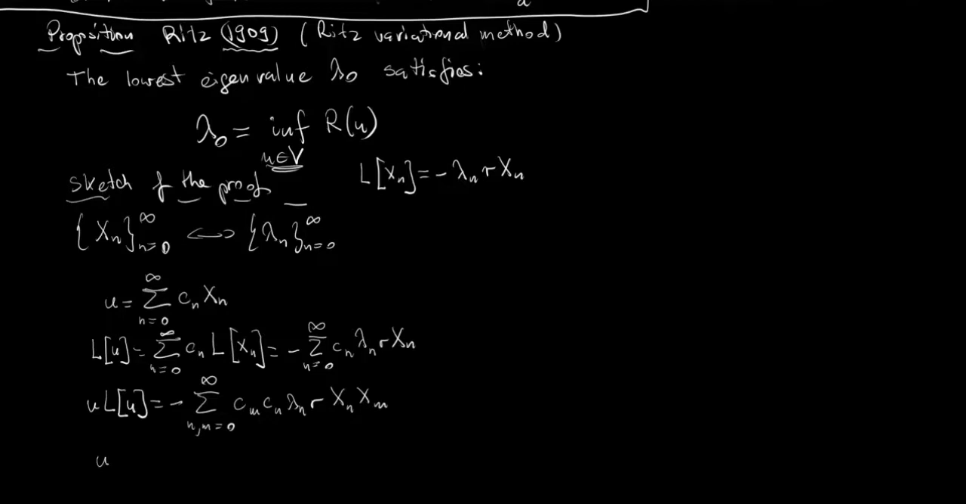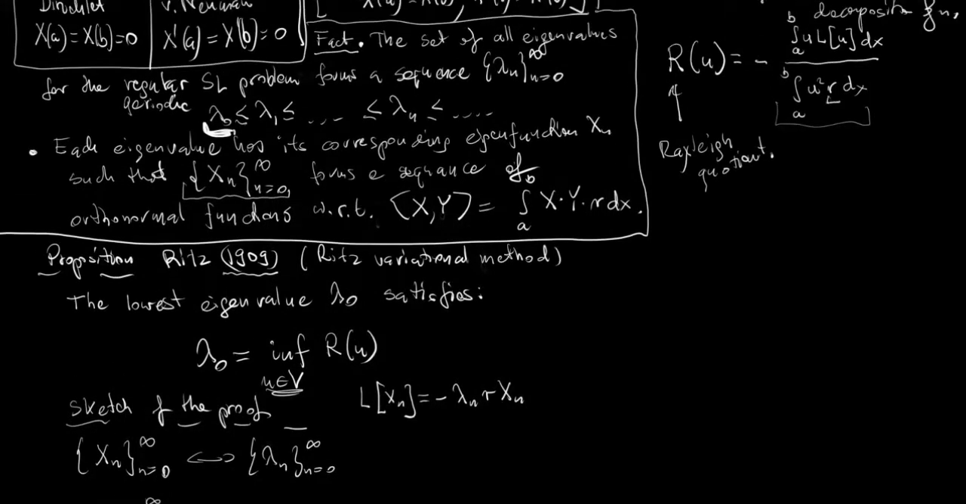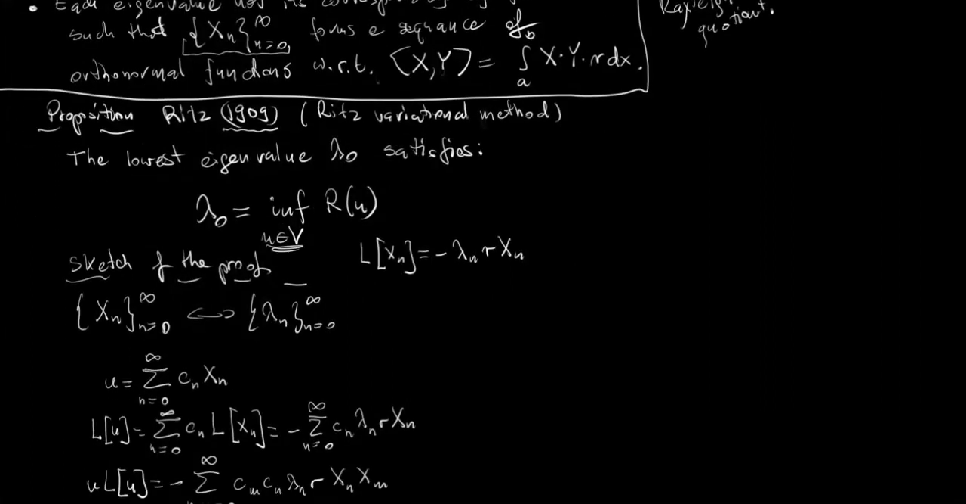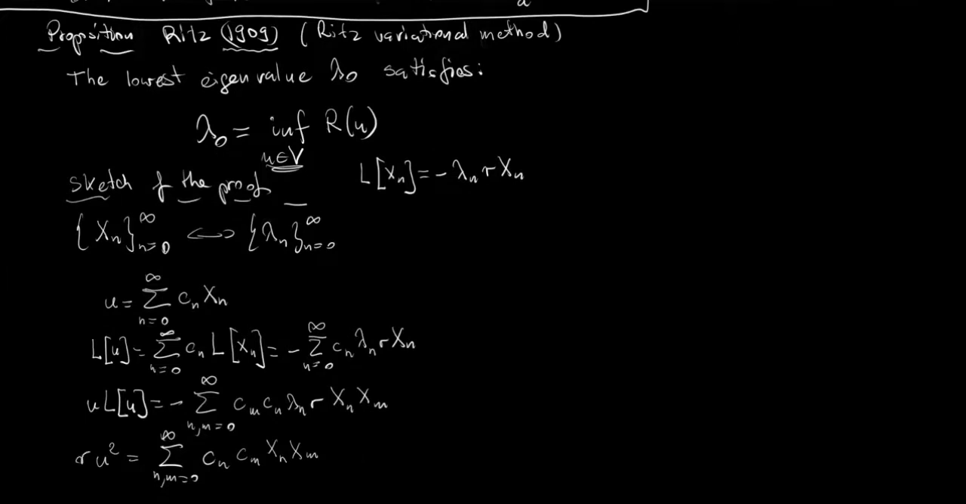Likewise, u squared will be nothing but the sum over n, m from 0 to infinity of c_n c_m x_n x_m, but in the definition of the Rayleigh quotient we have r here, so let's multiply this by r, and now let's calculate the quotient R of u, which remember was the integral from a to b of u L u dx over the integral from a to b of u squared r dx.